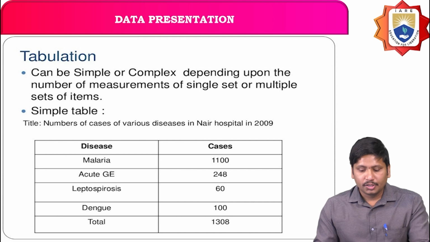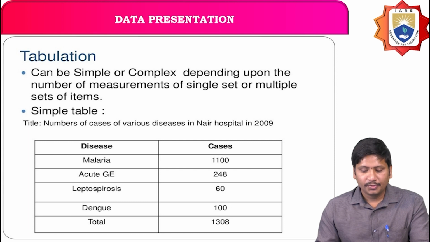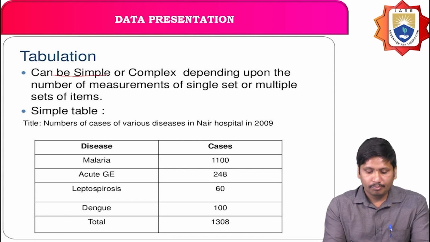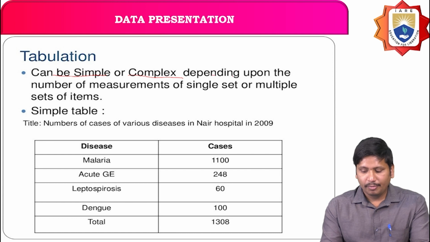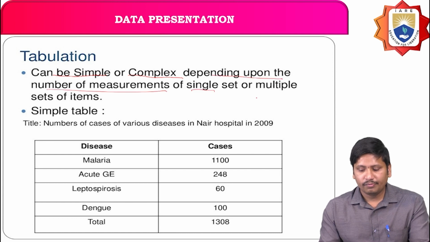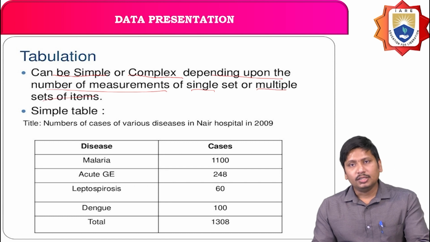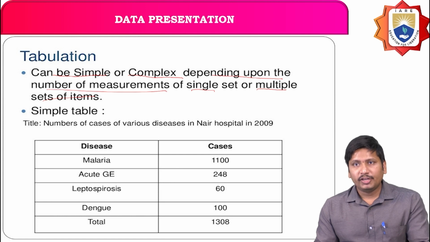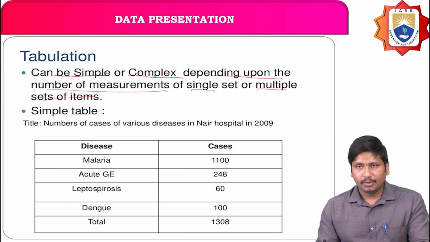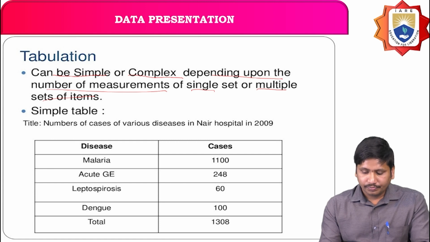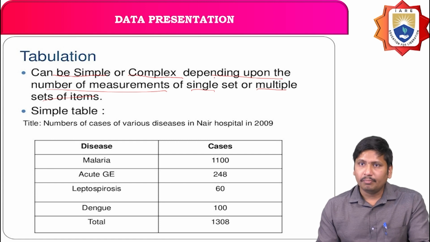Next, tabulation. Once we know the principles of tabulation, we will first see how tables are created by taking a simple application. The table can be simple or complex depending upon the number of measurements of a single set or multiple sets of items. The tabulations we create may be very simple, or sometimes complex, based on the application.